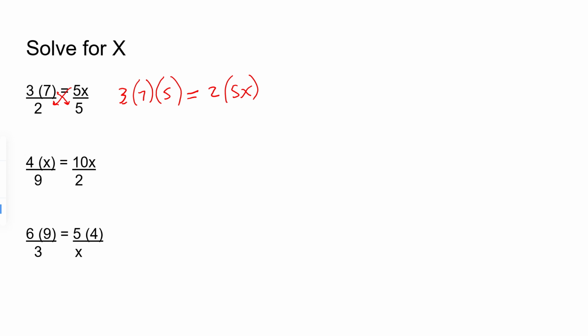Now it looks a lot more simple to solve. So we're going to combine the multiplications together. So 3 times 7 times 5 is equal to 105, equals the 2 times 5x. That gives us 10x. So when we divide away the 10, x is left by itself. So that eliminates the 10 over there, and x is then equal to 10.5.